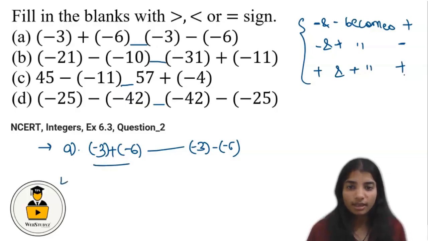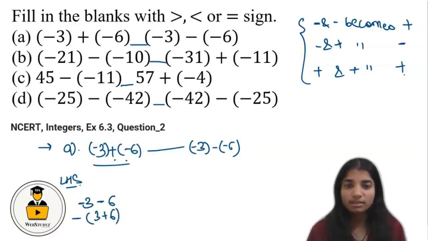Let's take the left hand side of this term. Left hand side is minus 3 plus minus 6, which as we just discussed, plus and minus becomes minus. So minus 3 and minus 6, taking minus common, this becomes 3 plus 6. And we know that 3 plus 6 is 9 and the minus sign is there. So we can say that this is equal to minus 9.